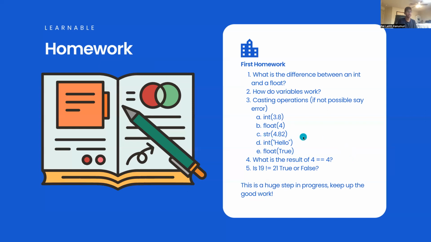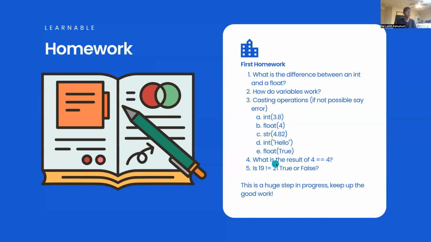String of 4.82. 4.82 is a float, right? But string, what it basically does is it adds quotations around it. So here, the value will be quotation mark 4.82 end quotation mark. So it'll be a string or a text at that point.